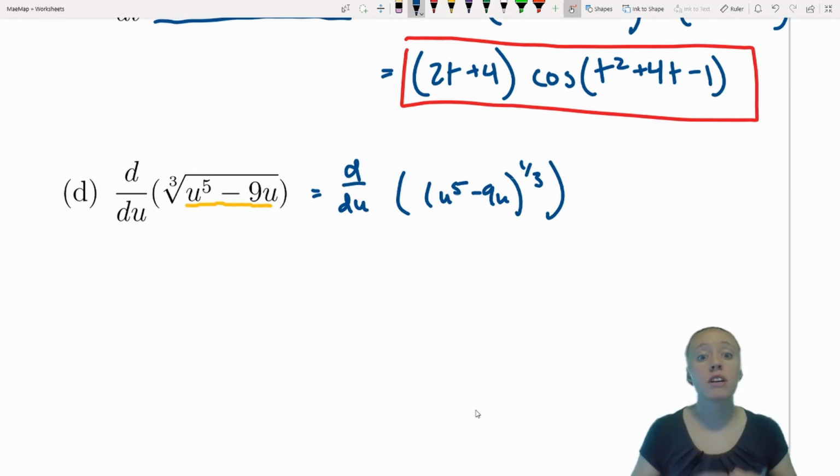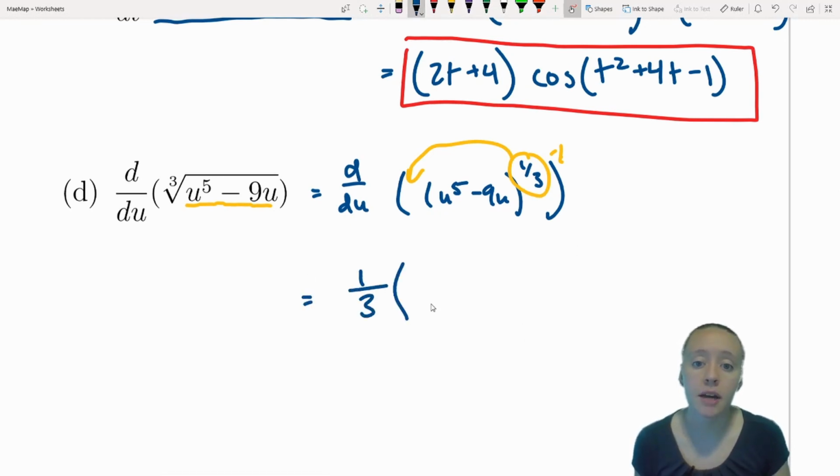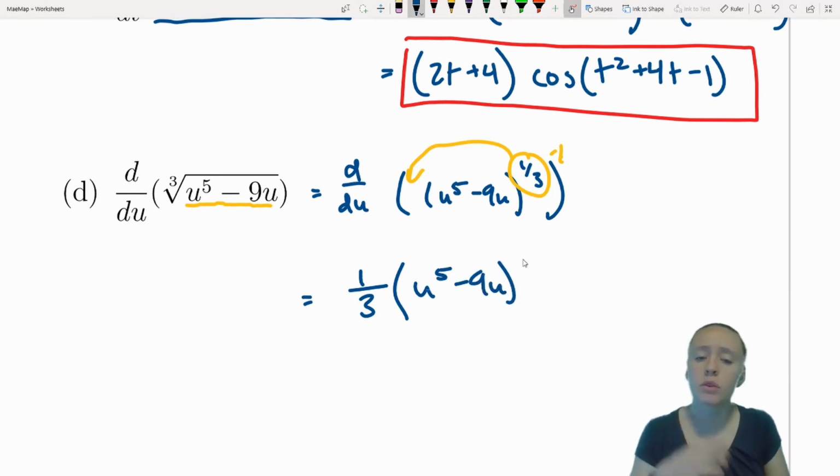So taking the derivative of my outermost function, it's raising it to the 1/3, so I drop my exponent down in front. So I'm going to bring this 1/3 down in front, and then I'm going to decrease it by 1. So I'm going to have 1/3 times u to the 5th minus 9u, all raised to the 1/3 minus 1, or 1/3 minus 3/3, is going to be negative 2/3.